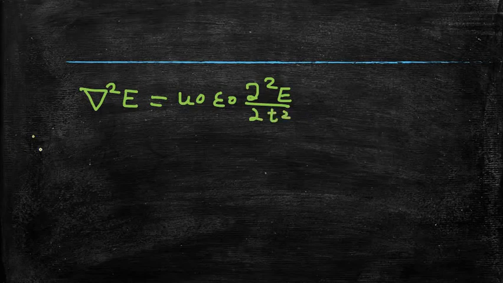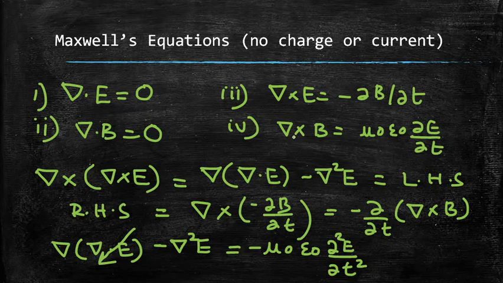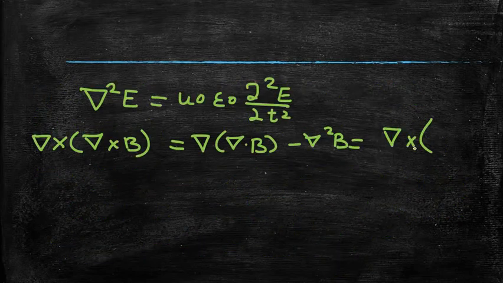Similarly, when we try with del cross B, what do we get? We get del (del dot B) minus del square B, which is equal to del cross, and the right hand side you have to check, which is mu 0 epsilon 0. The left hand side is del cross (del cross B). The right hand side is mu 0 epsilon 0 del cross dE by dt.